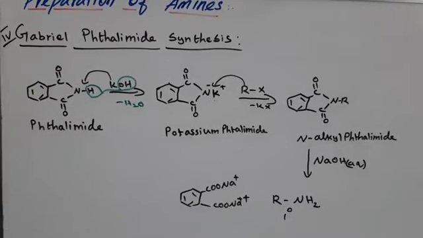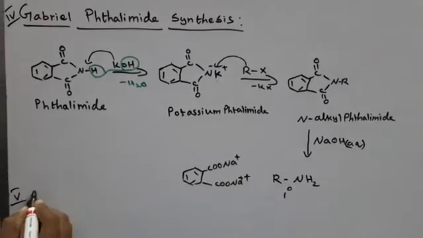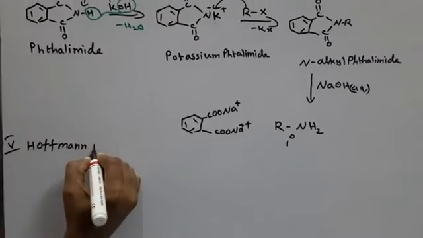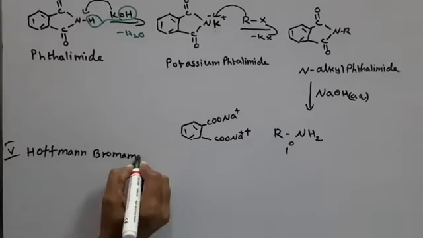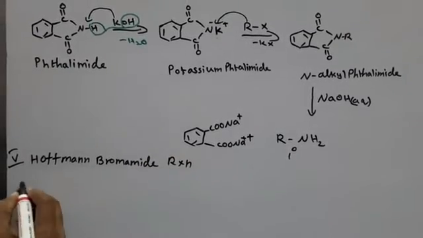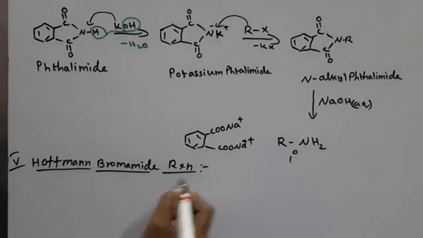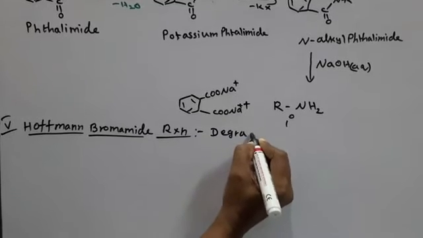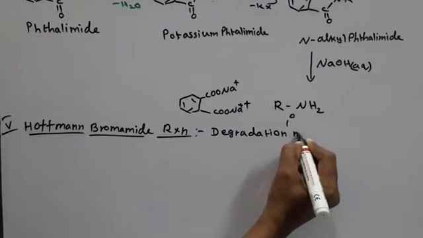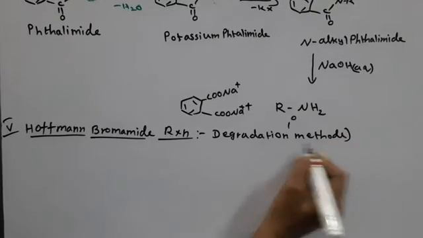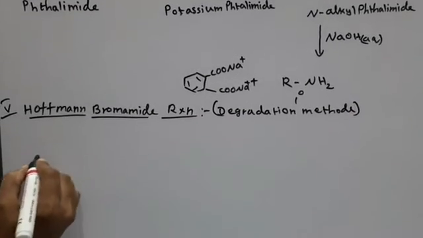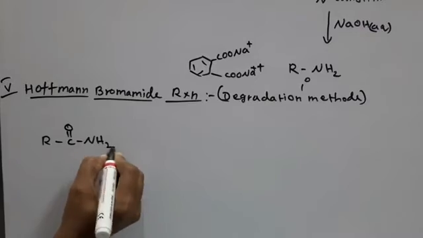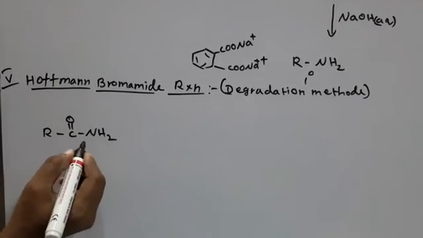Okay, right. The fifth one is another named reaction, that is the Hofmann bromamide reaction. It is called so because the reaction takes place with bromine. This is nothing but a degradation method. So take an amide, CONH2. This is your alkyl amide. CONH2 is the functional group for amide.